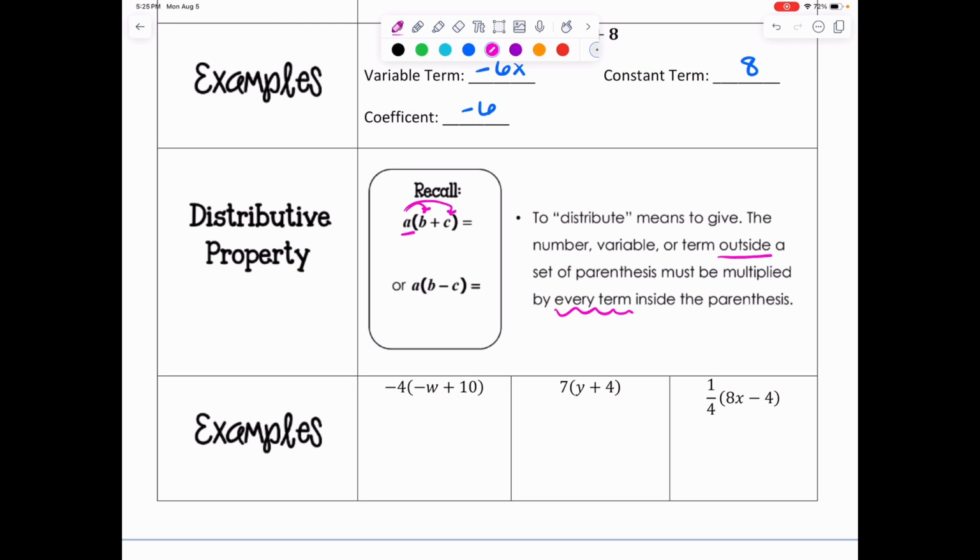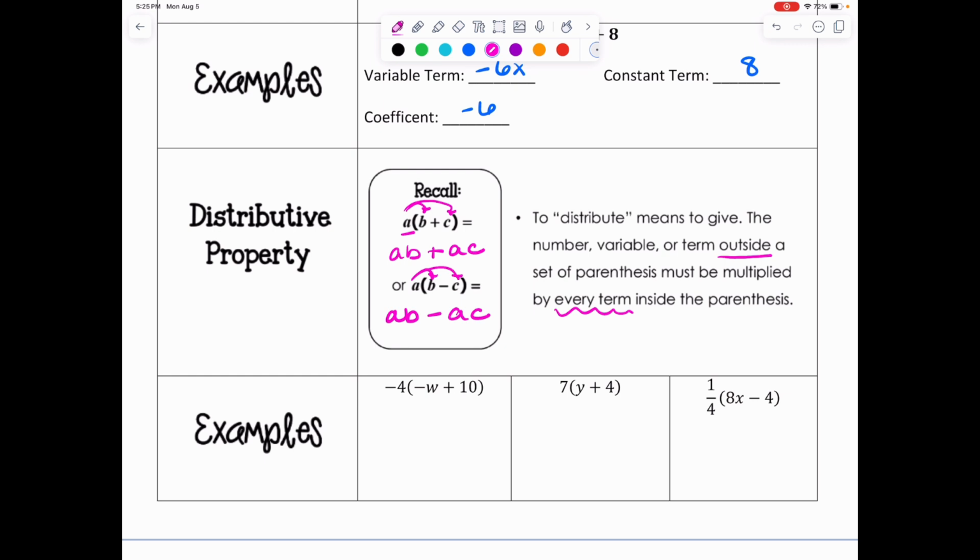So A times B would be AB. A times C would be a positive AC. If it was minus, you still do the same thing. Just watch out for your signs. A positive times a positive, A times B, would be AB. A times negative C, a positive times a negative, would be negative AC. Now, I know it can be a little confusing looking at just the variables, so let's look at some examples.